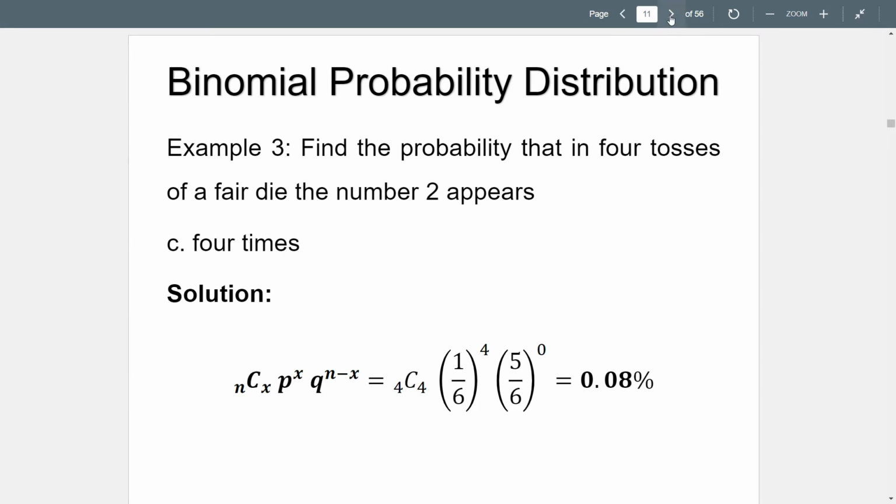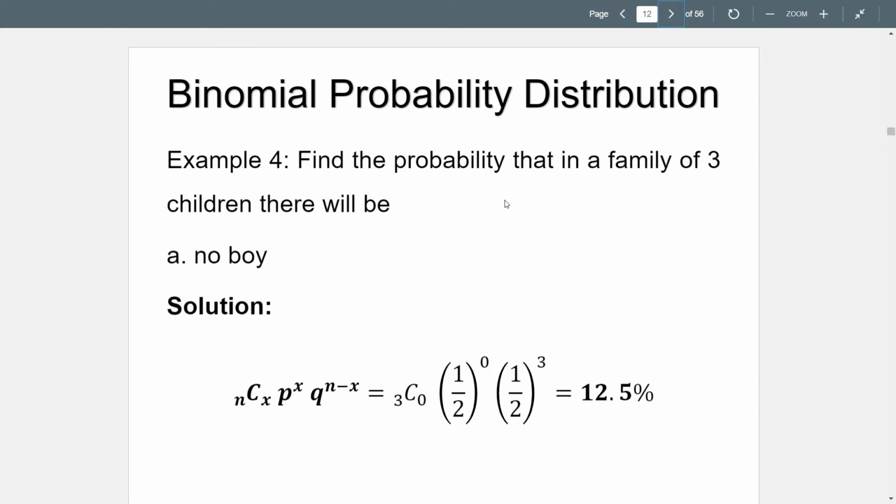So okay, for the next problem, find the probability that in a family of 3 children there will be no boy. Okay, so a child is either a female or a male, a girl or a boy. That's a 50-50 chance, so 1/2 is the probability of getting a boy, and the probability of getting a girl is also 1/2. So find the probability that there will be no boy.